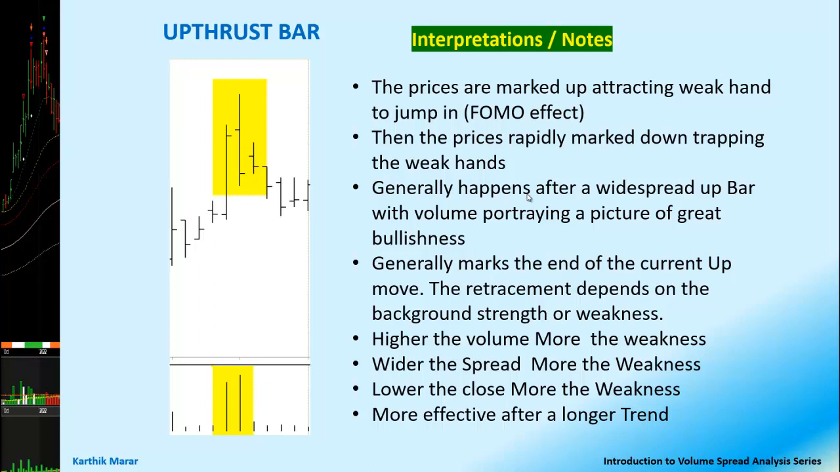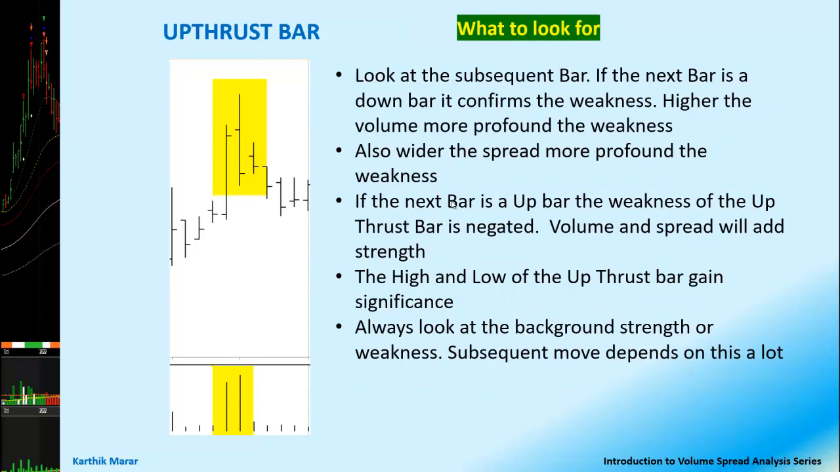And the retracement from here depends on the background strength or weakness. The higher the volume of the upthrust bar, the more the weakness. The wider the spread, the more the weakness. The lower the close, the more the weakness. It is more effective after a longer trend or a longer up move.